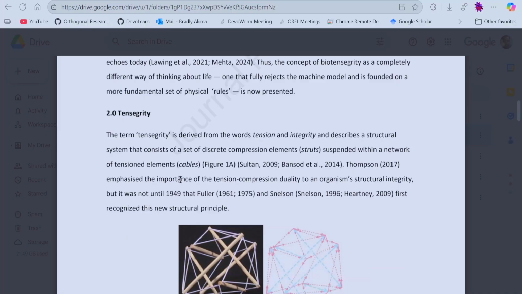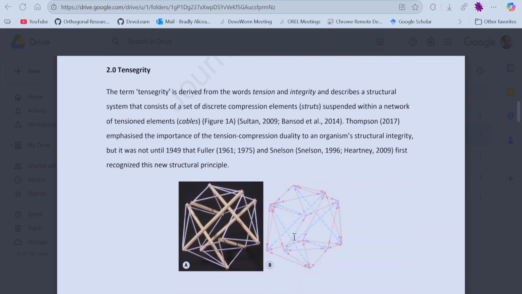So that's where they introduced tensegrity. They define tensegrity as the unification of tension and integrity. So it's this portmanteau of tension and integrity, and it describes a structural system that consists of a set of discrete compression elements, which are these struts. Like in the last paper, we saw the nodes and edges. The edges here are the struts, so they're physically manifest as struts. So they actually introduce compression on these different elements. The struts are the nodes, and the cables are the things that are tensioned. So the discrete compression elements are struts.